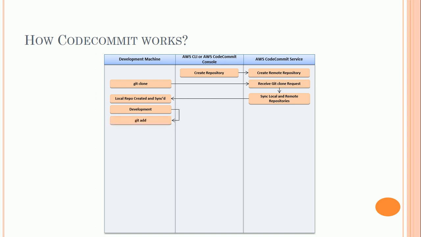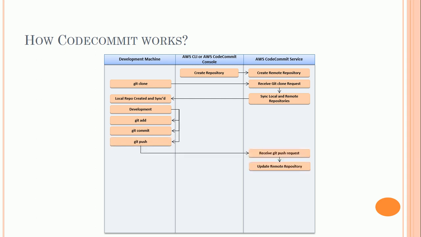First we need to run git add. The git add command is used to stage the modified files locally. Then we need to run git commit to commit the files locally, and then we need to run git push to send the files to the AWS CodeCommit repository. Now the CodeCommit service will receive the push request and check in the files to the remote repository.